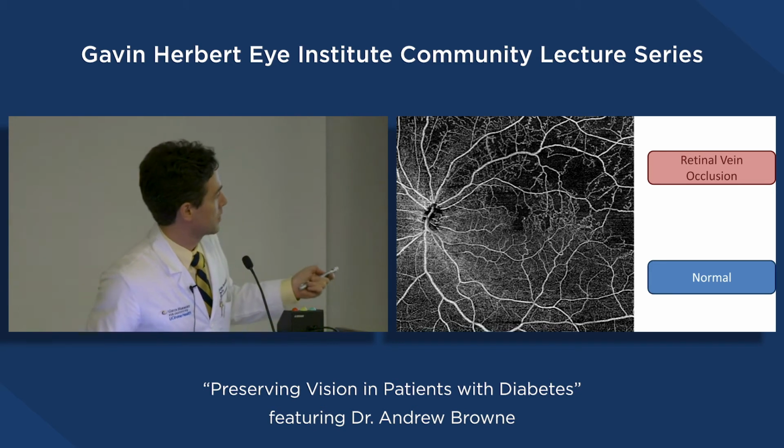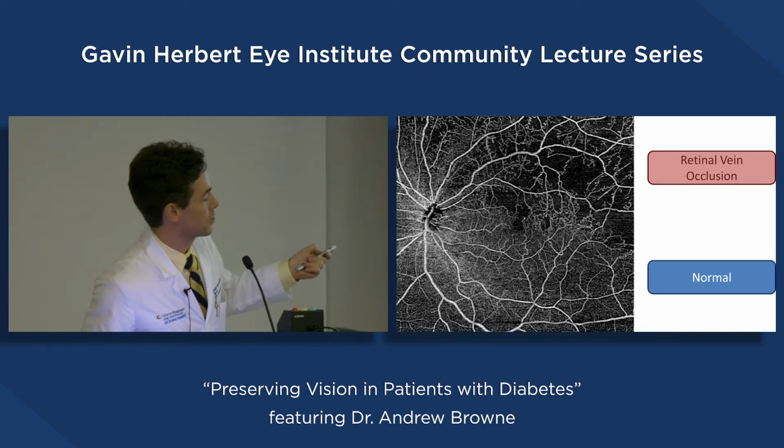This is an image showing someone with a different disease, a vein occlusion, which is like a stroke of the eye. It has similarities to diabetes, and this bottom part of the retina is not affected, the top part is.